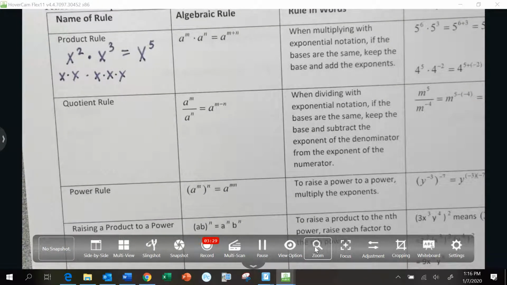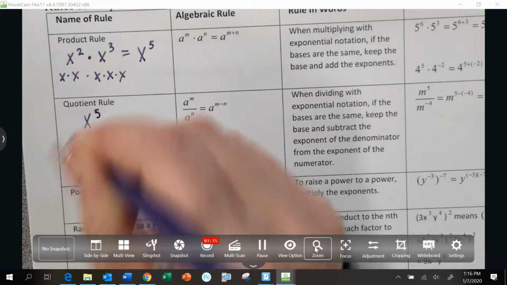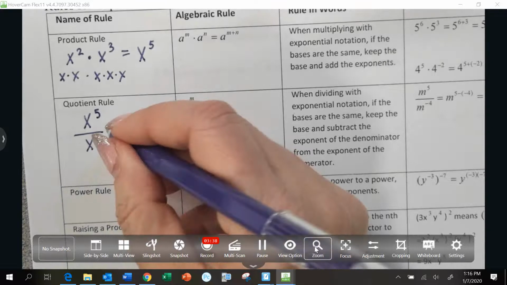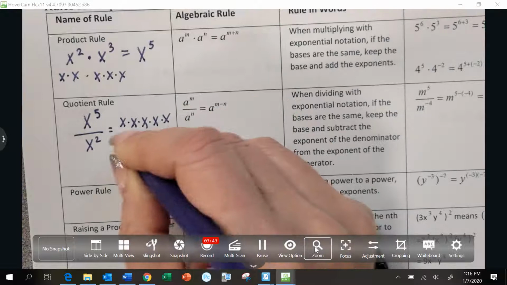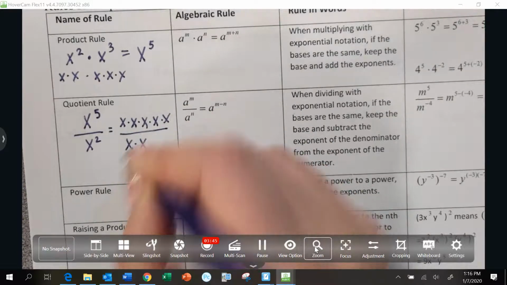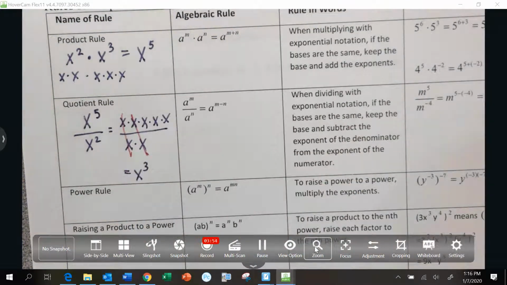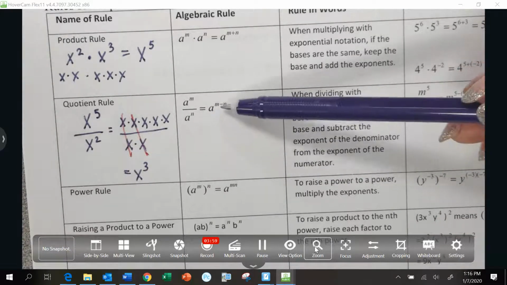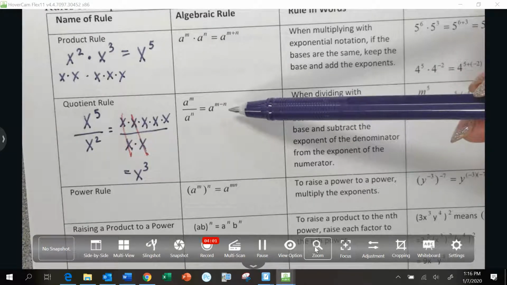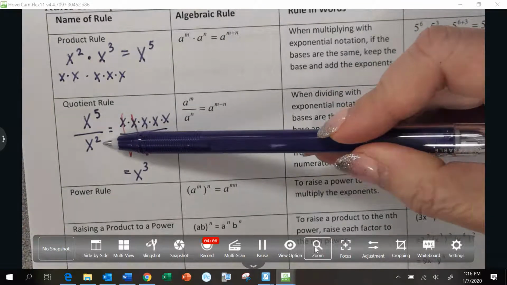Quotient rule. Something like x to the fifth over x to the second. So x to the 5th is 5 x's multiplied together. X to the 2nd is 2 x's multiplied together. And what happens? We get x to the 3rd. So the rule is saying if we have like bases, then we subtract their exponents. And you always subtract the top minus the bottom.